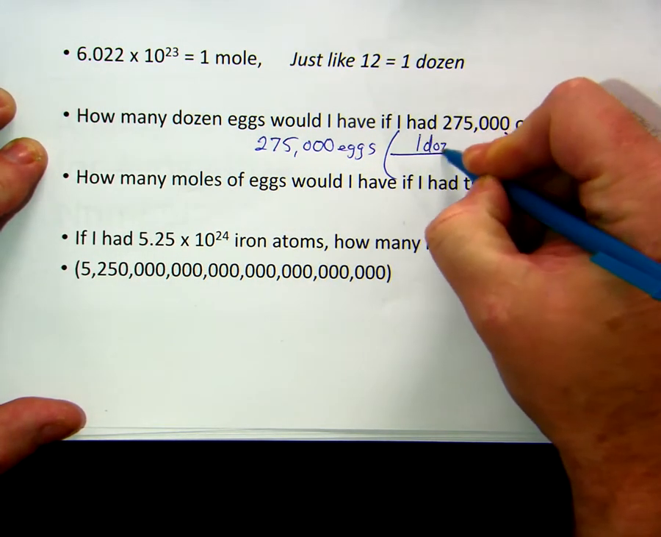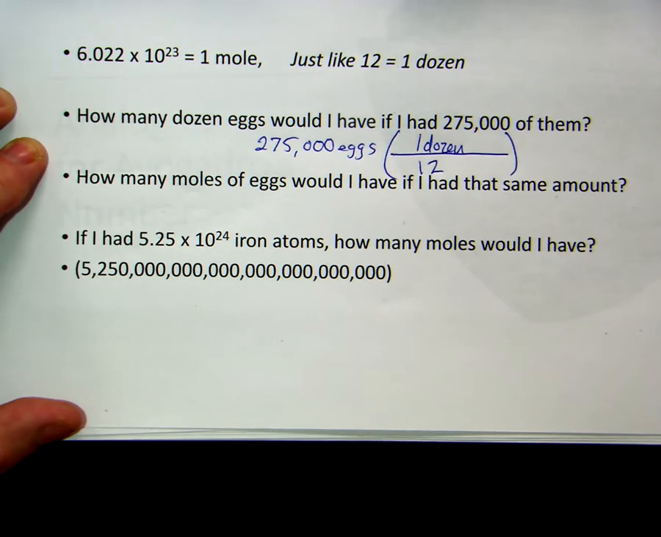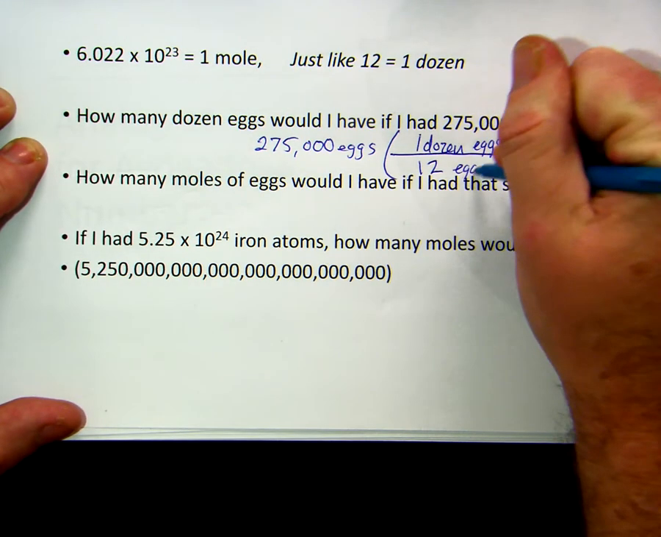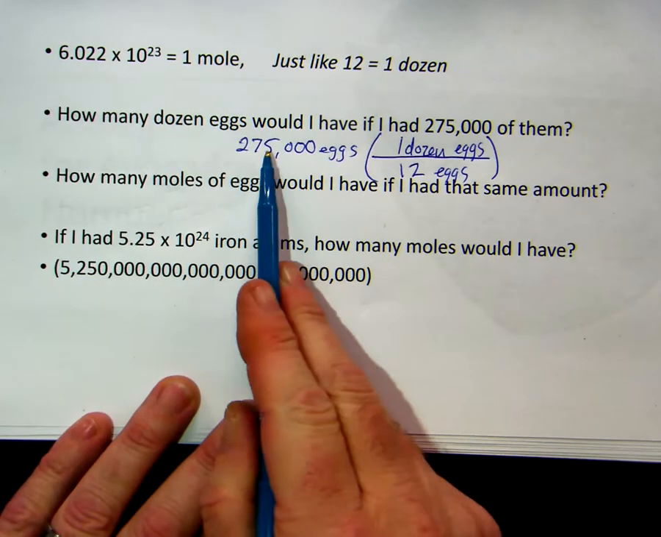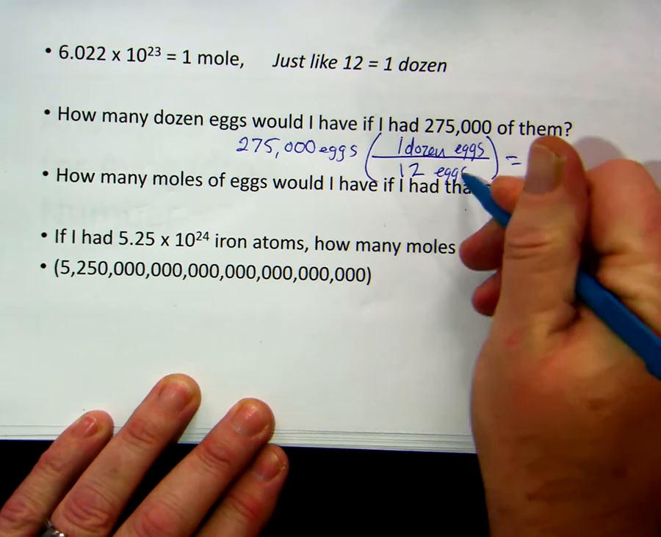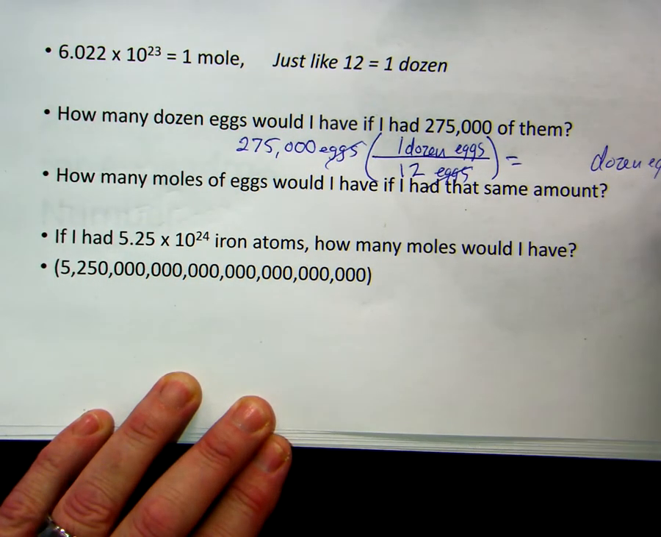So if I had 1 dozen of something, I would have 12 of those things. In this case, if I have a dozen eggs, I would have 12 eggs. And so dimensional analysis shows you what you probably already knew. You divide 275,000 by 12, you'll get your answer. Eggs cancel out, your units will be dozen eggs.